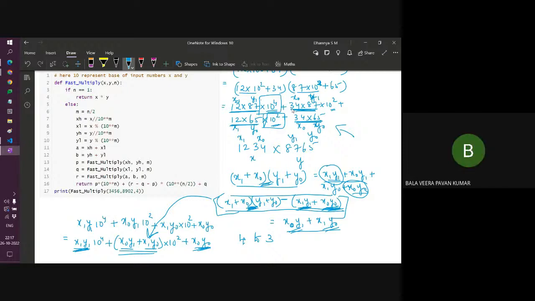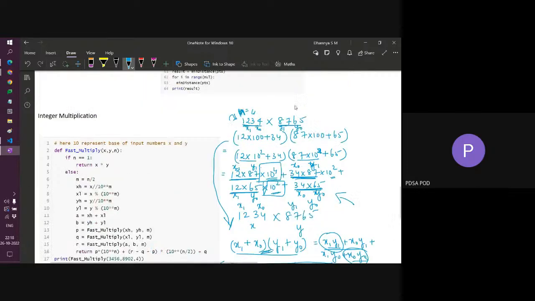Ma'am, one doubt I have: x1 plus x0 into y1 plus y0 is the main thing which we require to do. Again, we are calculating in the middle term. Why is it coming again? No, I did not understand. In multiplication, we have bifurcated into x1 plus x0 into y1 plus y0. No. This multiplication we have not bifurcated into this. That is not correct, no? How can we do that?